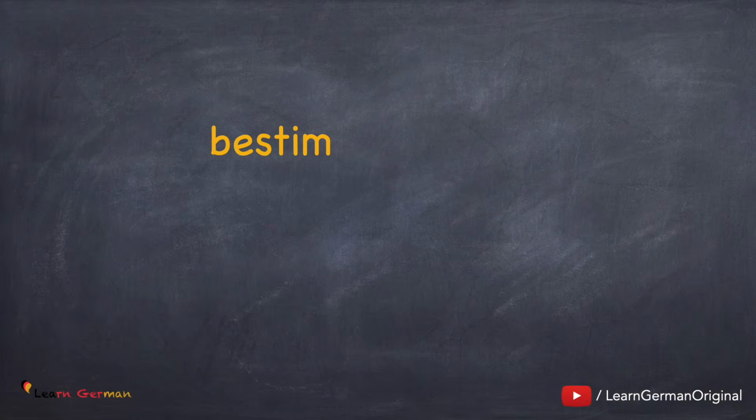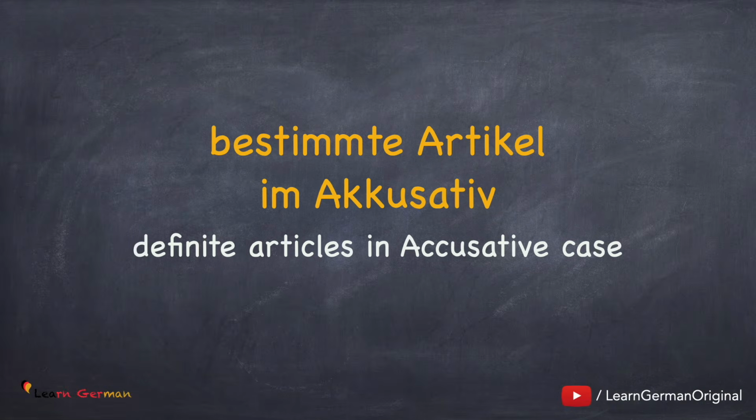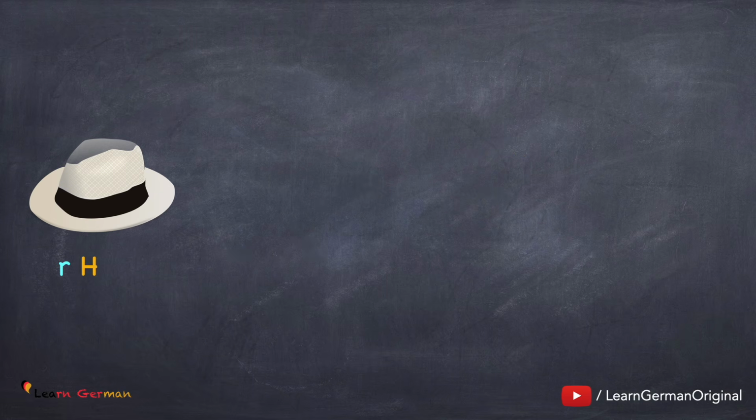Now let's come to the bestimmte Artikel im Akkusativ. If you don't remember what a bestimmte Artikel is, you can check out our video on bestimmte Artikel im Nominativ. So let's again begin with an Akkusativ Objekt in Maskulin.